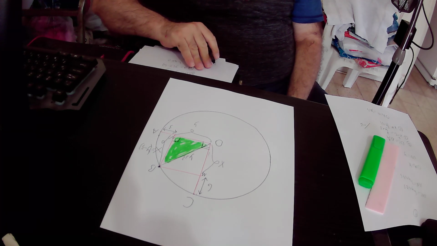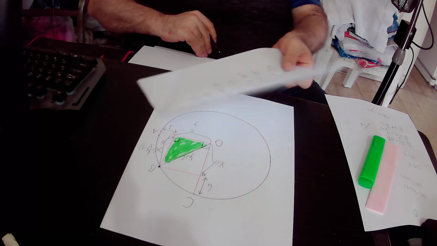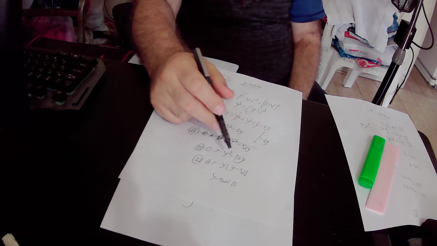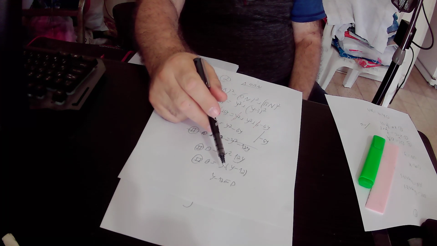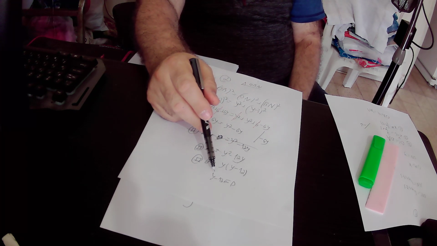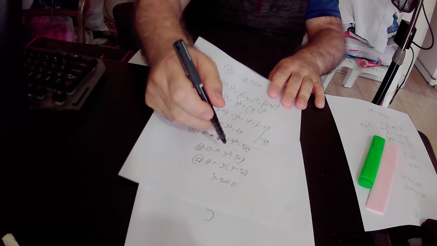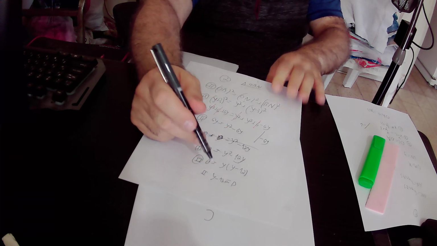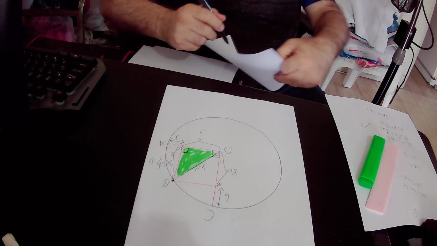The other solution is that y minus 12 equals 0, so here we add 12 to both sides of equation number 2, and we get that y equals 12 units.